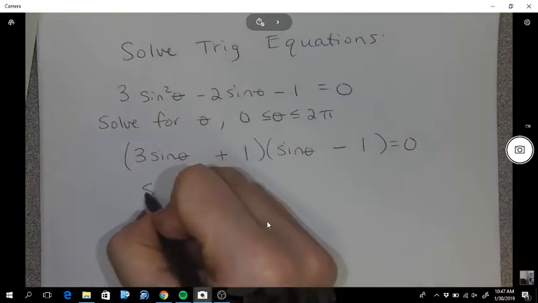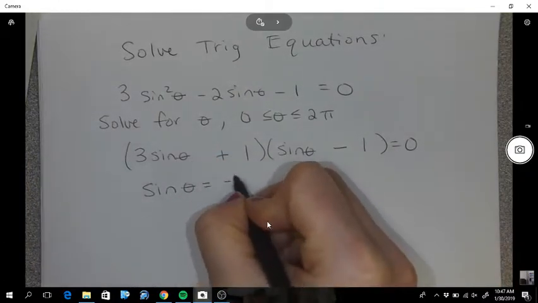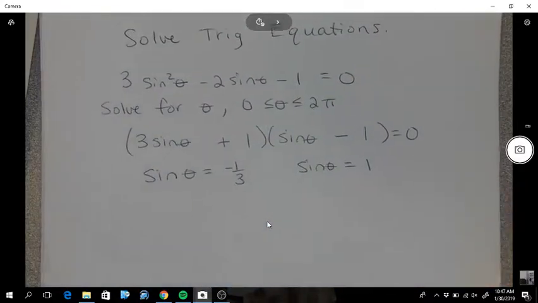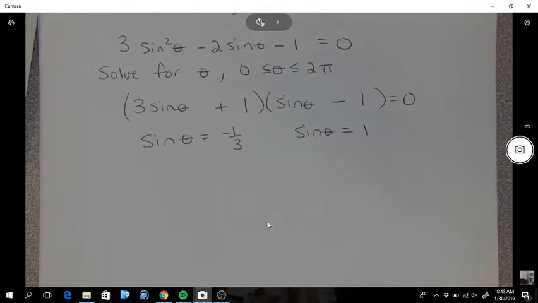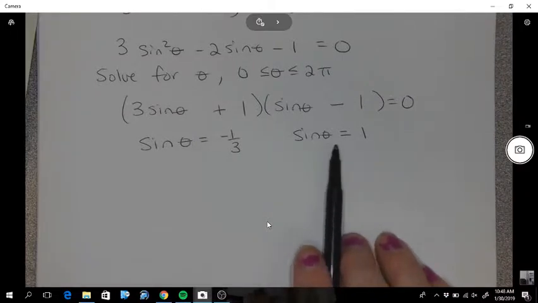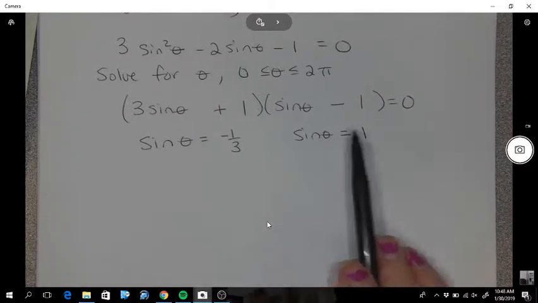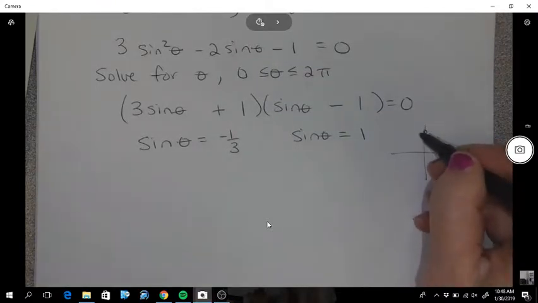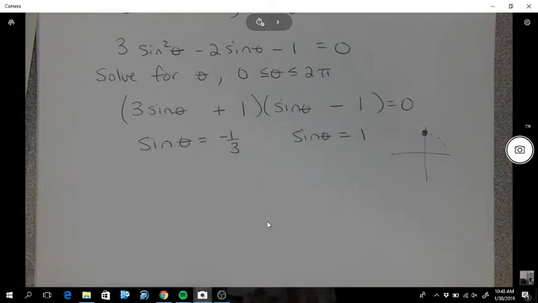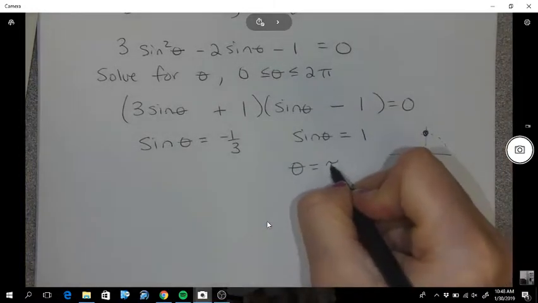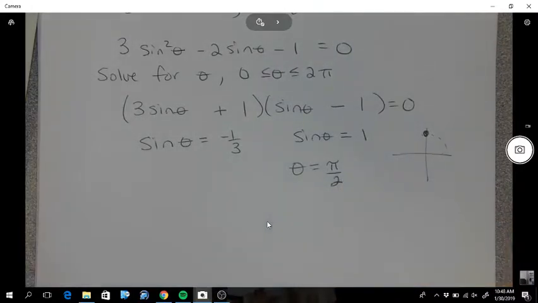Okay, so now my solutions. Sine angle equals negative 1/3. Sine angle equals 1. Okay, I recognize this. It's on the unit circle. So sine is a y-coordinate. So that is a y-coordinate of 1 right there. So therefore, the solution for that angle is pi over 2.